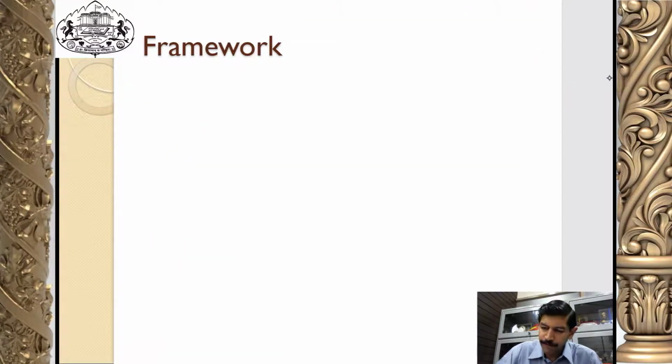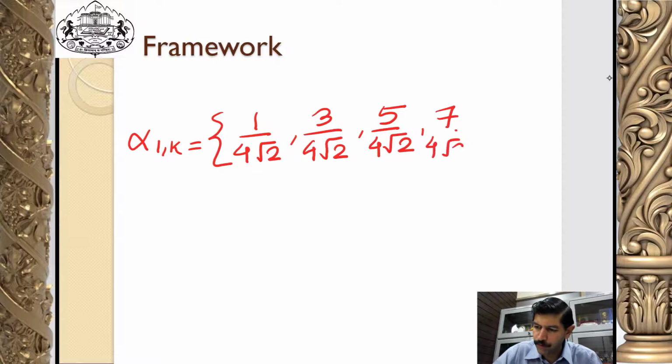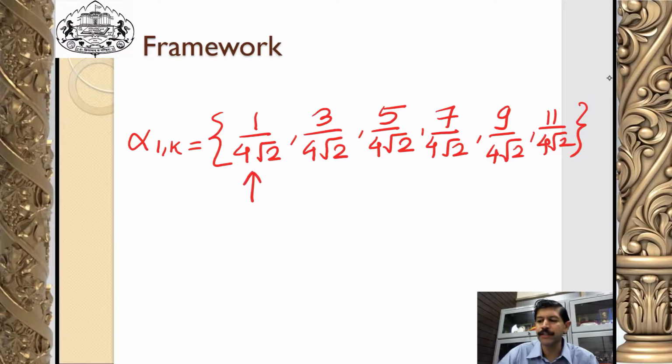So the alpha 1 k values would typically be 1 upon 4 root 2, 3 upon 4 root 2, 5 upon 4 root 2, 7 upon 4 root 2, 9 upon 4 root 2, and the last one will be 11 upon 4 root 2. So these will be the alpha 1 k values for different k values ranging from 0 to 5. I hope this is clear.